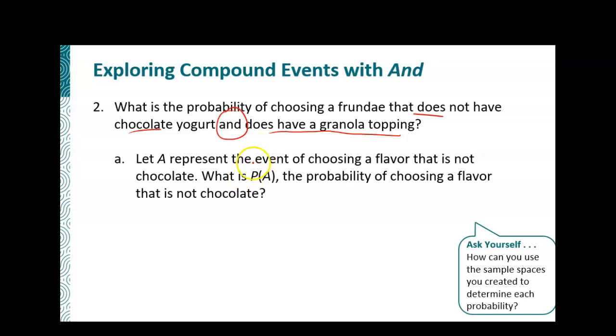So the first event is choosing a flavor that is not chocolate. What is that probability? If I don't choose chocolate, how many options do I have? 4, right? And how many of those are not chocolate? 3 are not chocolate. So that's the first probability. So the probability of event A equals 3/4. Okay, write that down.